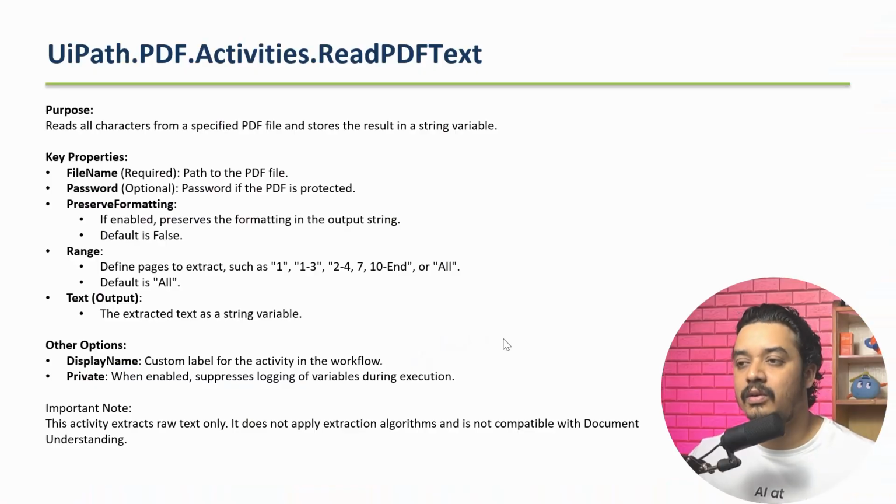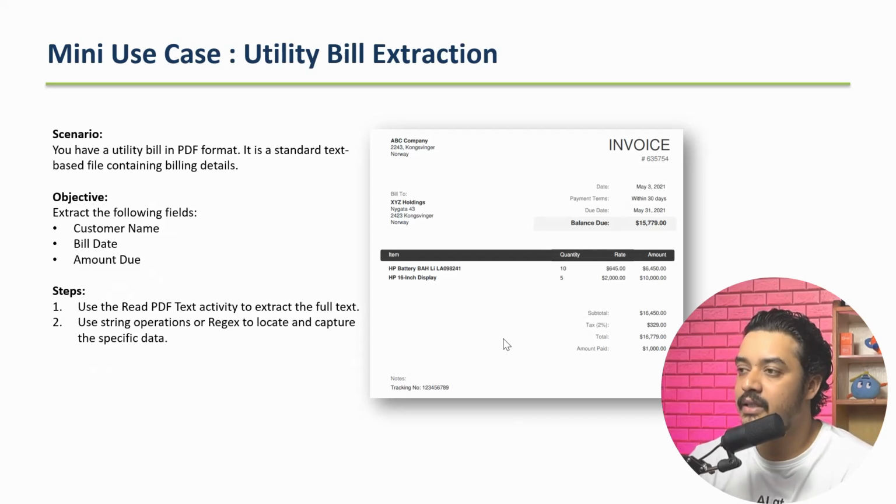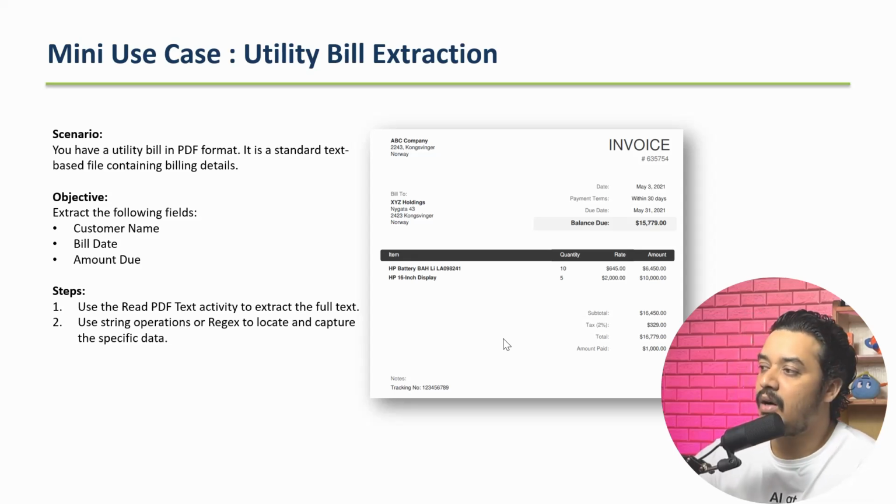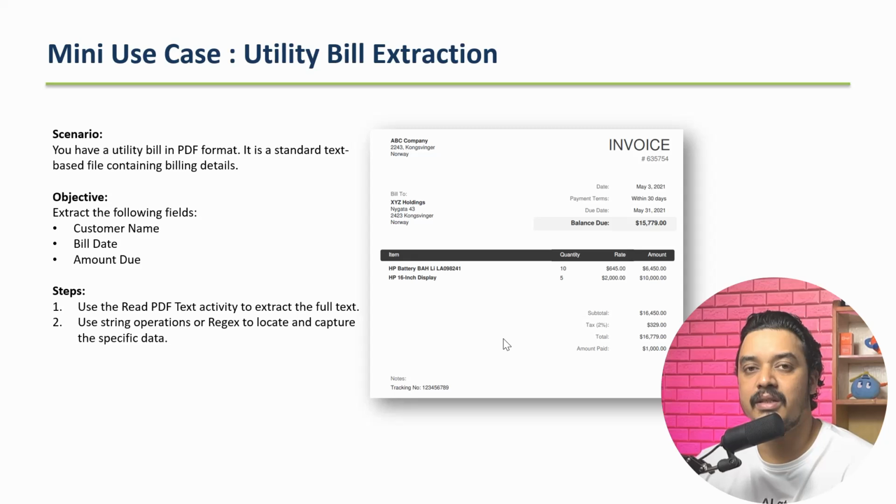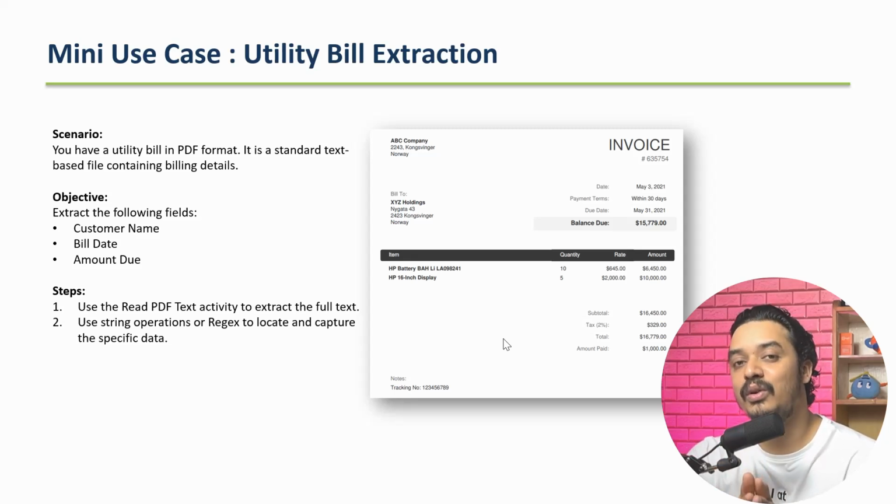Now let's talk about the use case. So I have this invoice today, and from this invoice, my idea is I want to extract some of the information, and with the help of the read PDF text activity, I am going to explain how you can read and extract the information. I am also going to give you an easy way, and some hacks in this tutorial as well.